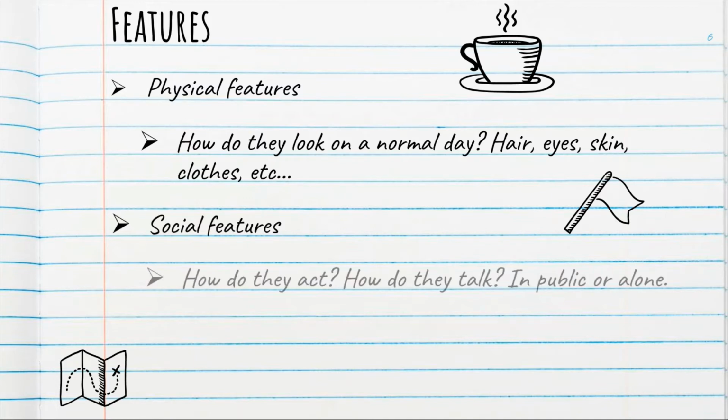What I mean by this is, how do your characters act? How do they talk? Do they talk differently in public than they do in private? Things like that. So how are their mannerisms? Are they polite? Are they brusque? Are they no nonsense, or do they tend to hem and haw? Do they like casual conversation, or do they always go straight to the point?